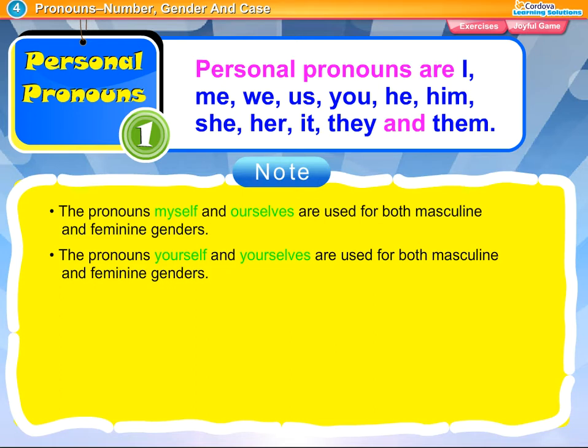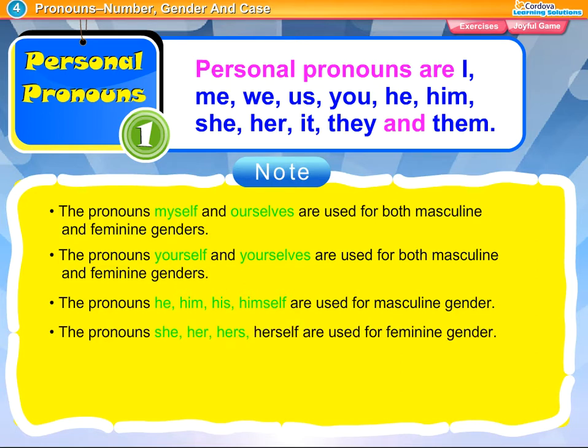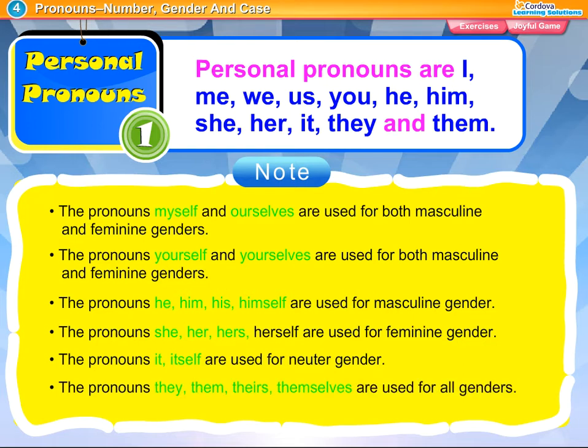The pronouns yourself and yourselves are used for both masculine and feminine genders. The pronouns he, him, his, himself are used for masculine gender. The pronouns she, her, hers, herself are used for feminine gender. The pronouns it, itself are used for neuter gender. The pronouns they, them, theirs, themselves are used for all genders.